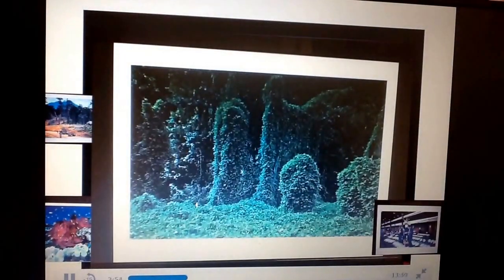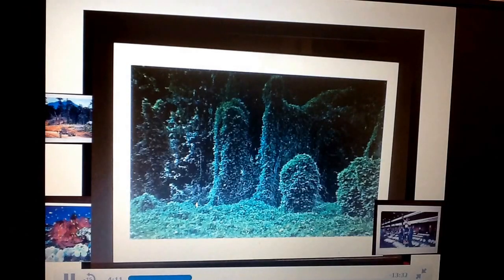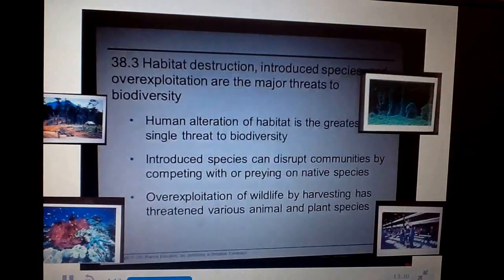We're also introducing species at an alarming rate. This right here is a really cool thing. It's called kudzu. Kudzu is a plant that has been introduced into the U.S. It turns out it loves living down south and growing and thriving. Unfortunately, it loves it so much that it's actually destroying local crops and plants and things like that. And it has cost an estimated $130 billion in damage.